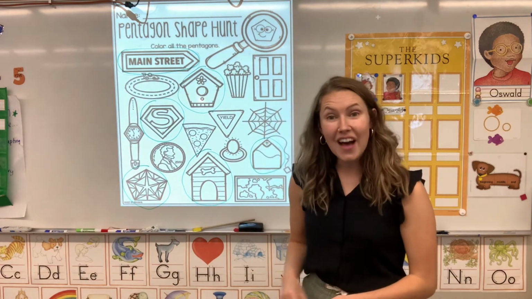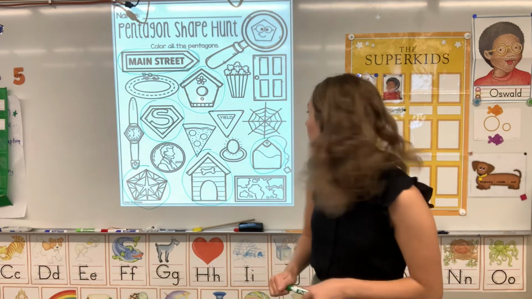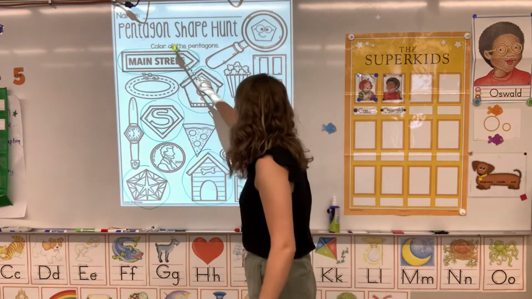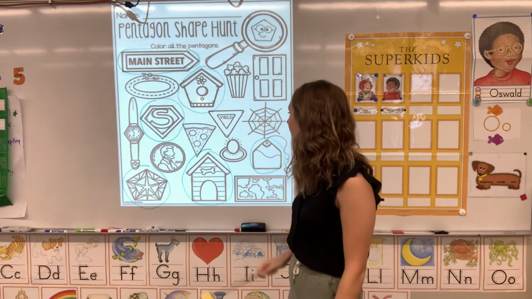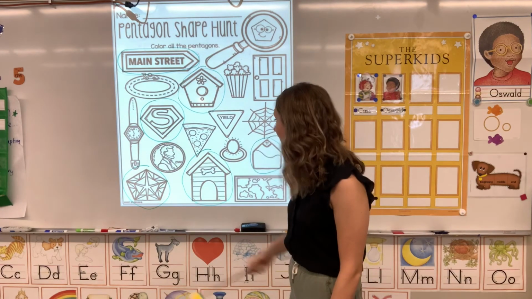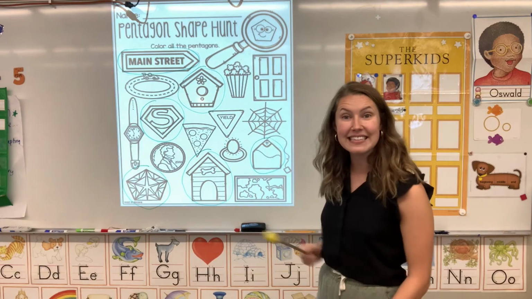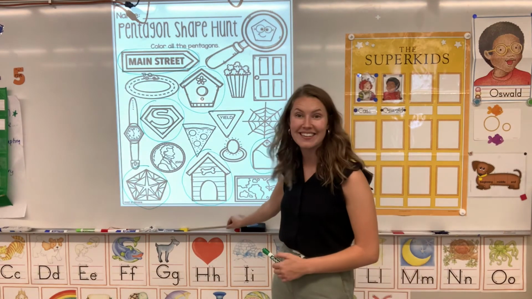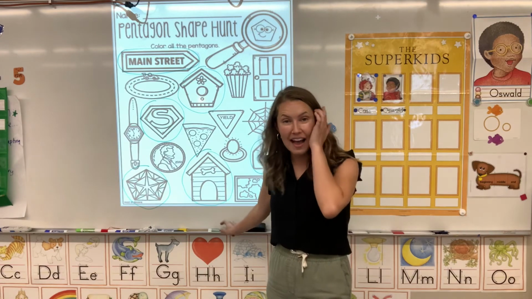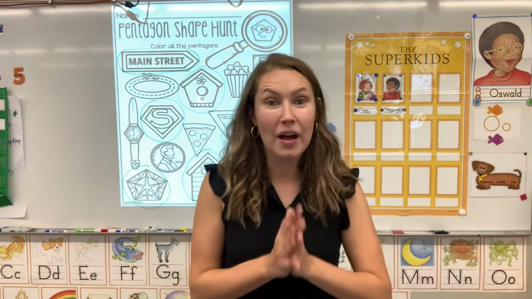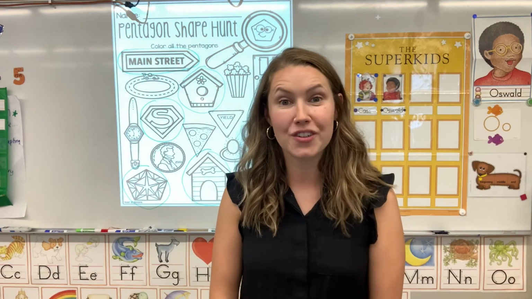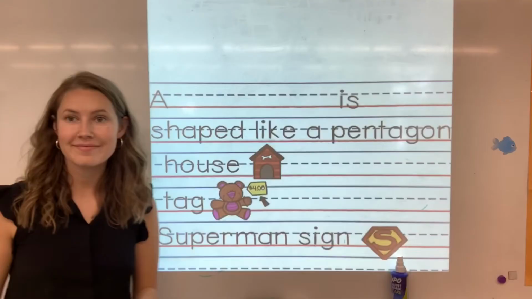Looks like we found a lot of different things that were a pentagon. We found a street sign, a birdhouse, the Superman sign, a stained glass window, a doghouse, and a tea bag that were all a pentagon. Nice job, you guys. Now, what I want you to do is get out your morning journal. We're going to write about pentagons.